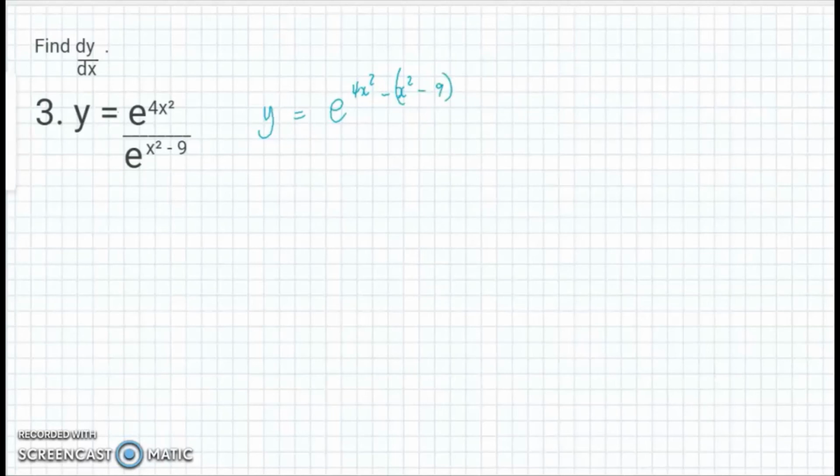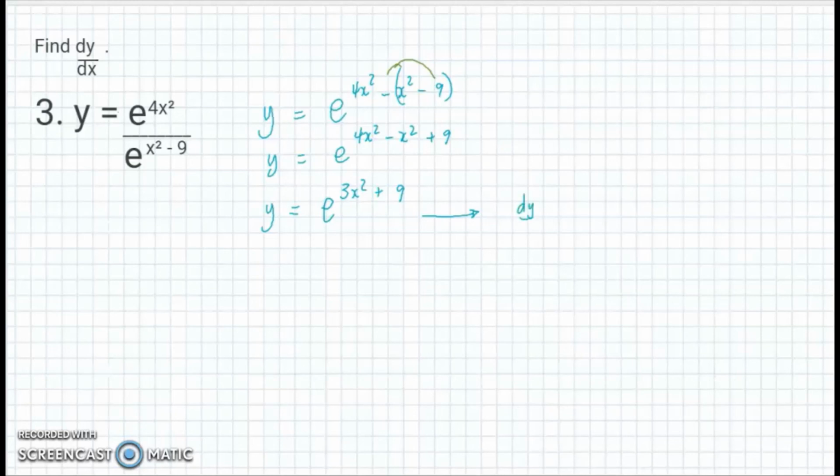See, if you put the x squared minus 9 inside the parentheses, later on the 9 becomes positive. So it will be y is equal to e raised to 4x squared minus x squared plus 9. And simplifying, combining like terms, we have y is equal to e raised to 3x squared plus 9. And this is the one that we are going to get the derivative of.